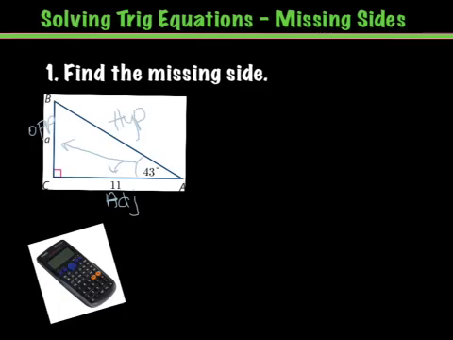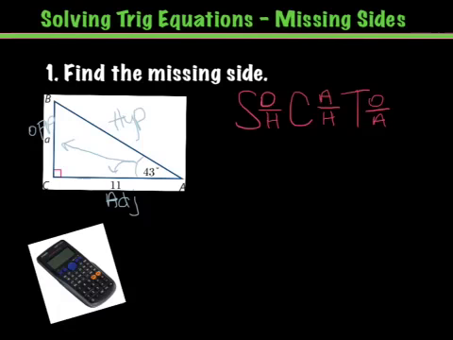So recall our SOHCAHTOA. Helps us remember. I'll write it again. So we need to decide which one should we use, sine, cosine, or tangent. If you look, we're given the adjacent side, and we need to find the opposite side. So we need to use the one that uses opposite and adjacent, since those are the two that we're working with. So we're going to go ahead and do tangent.